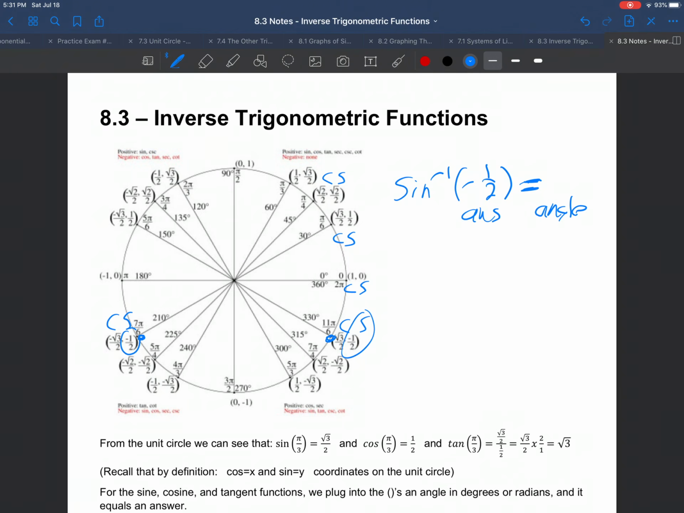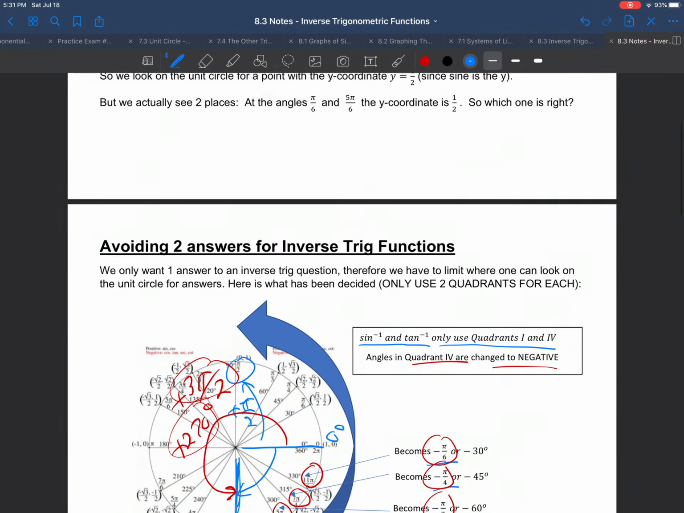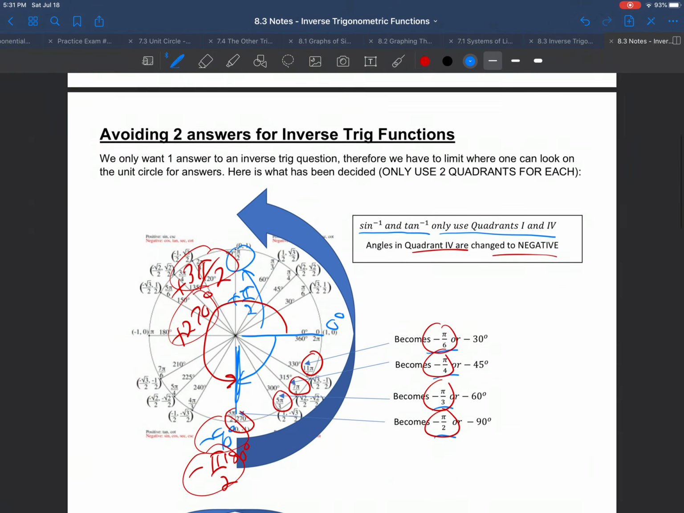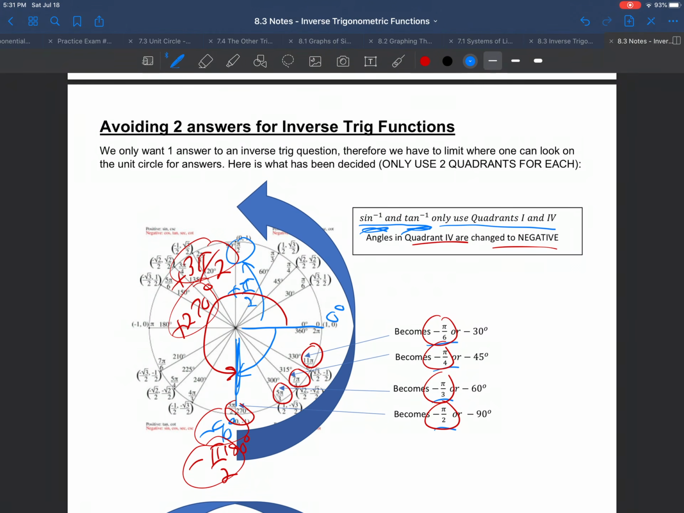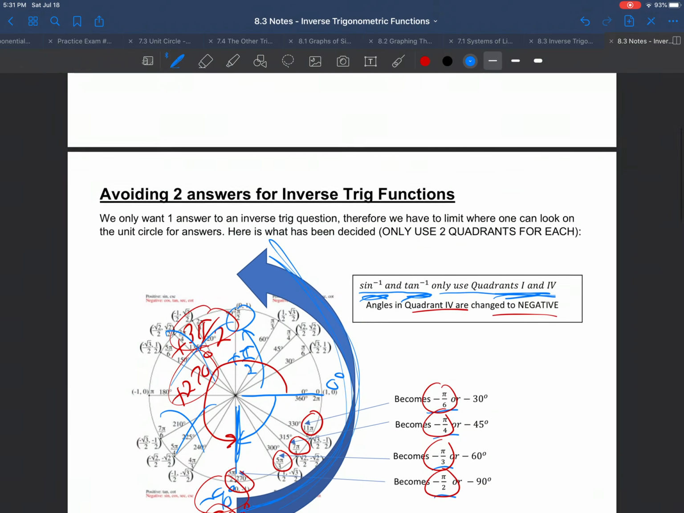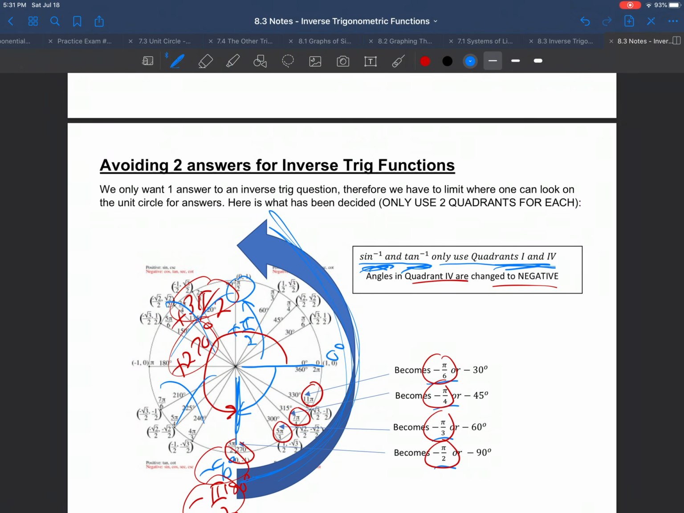Well, here's the other part of these notes. They only want one answer. Only one answer, or one angle, I should say. One angle only. How do you know what angle? Well, for sine inverse and tangent inverse, notice this arrow, they only use the right two quadrants, quadrants 1 and 4. We don't use this quadrant, we don't use that quadrant for sine inverse and tangent inverse. Cosine inverse, we only use the top two quadrants, but we're not doing that right now. So sine inverse and tangent inverse, the right two quadrants only. And so quadrants 1 and 4 only.